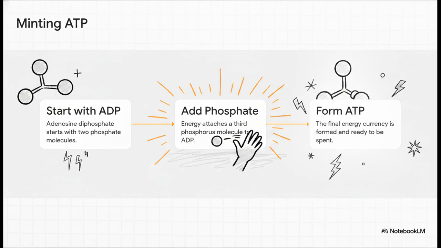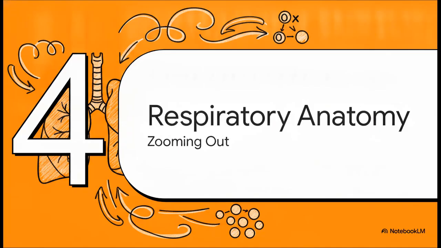It starts with a molecule called ADP, or adenosine diphosphate, meaning it only has 2 phosphates. When energy from your food gets released, your body uses it to forcefully attach a 3rd phosphorus molecule to ADP, snapping them together to form ATP. It's just like charging a tiny biological battery, so your cells can use it whenever they need a quick burst of power. All right, Section 4, the respiratory anatomy.